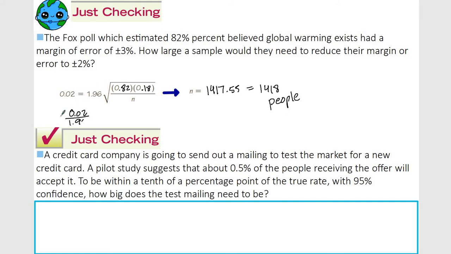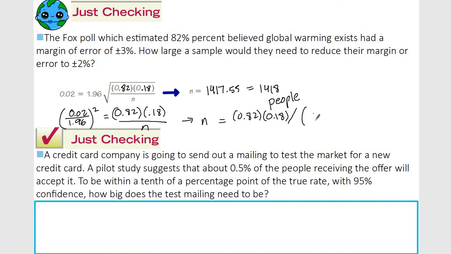Then you square it, and that would equal 0.82 times 0.18 all over N. So all you would need to do is go in your calculator and put N equals 0.82 times 0.18, and then make sure you divide by this entire thing. Make sure you're putting in all your parentheses, and then you put parentheses to end it because that's what the denominator is. Well, you guys get it. So that's how we can solve for N.